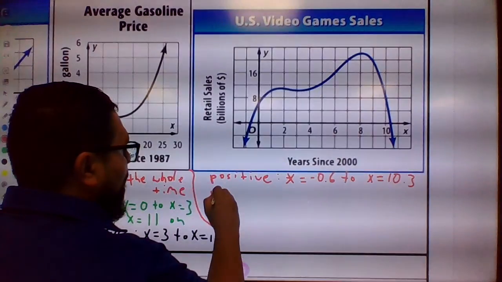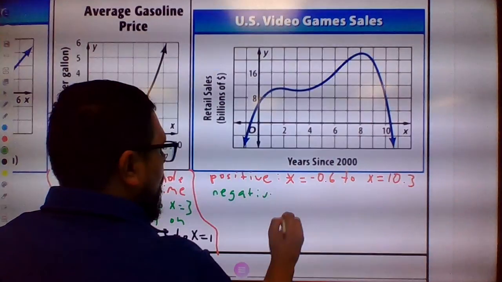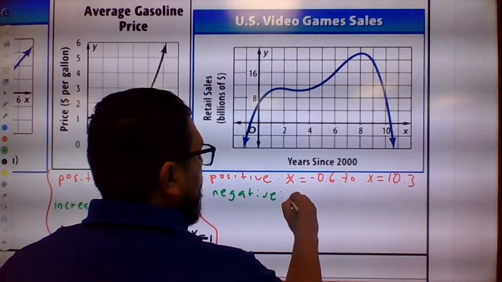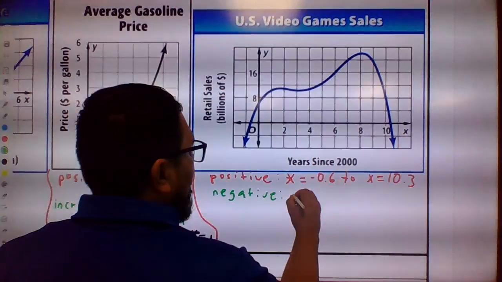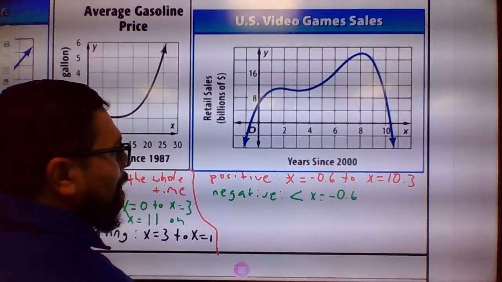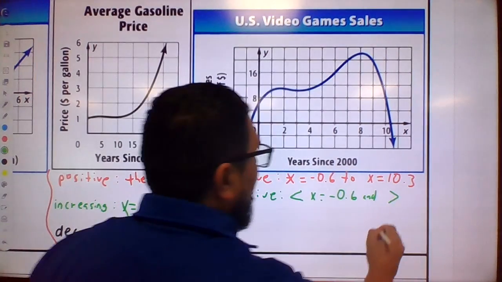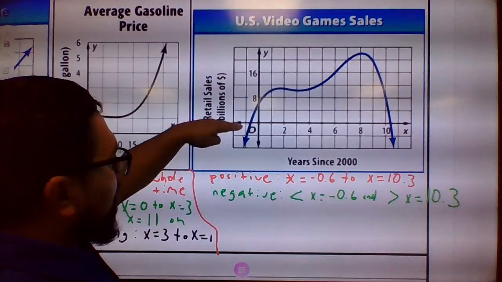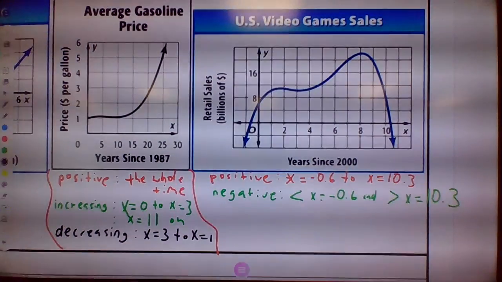And it's negative at x less than x equals negative 0.6, and when it's greater than x equals 10.3. Okay, so this way it's negative, this way it's negative. All right, and then now let's look at if it's increasing or decreasing.